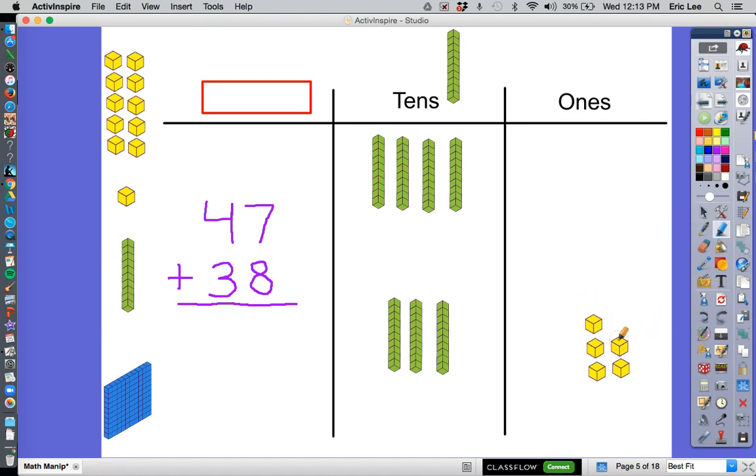So now over here, I've got 5 ones left. There they are. 1, 2, 3, 4, 5. I took that 1 ten because 7 plus 8 is 15, and I put it in my tens column. So now I'm going to count my tens. I have 1, 2, 3, 4, 5, 6, 7, 8. So my answer is going to be 85. 47 plus 38 is 85.